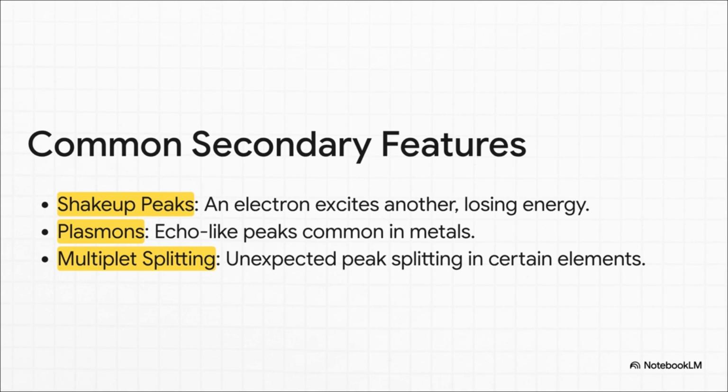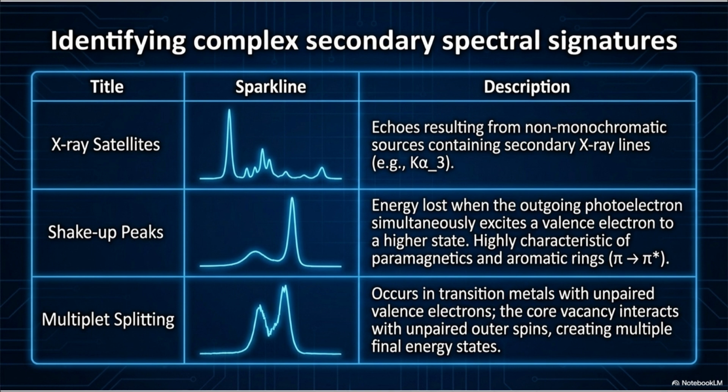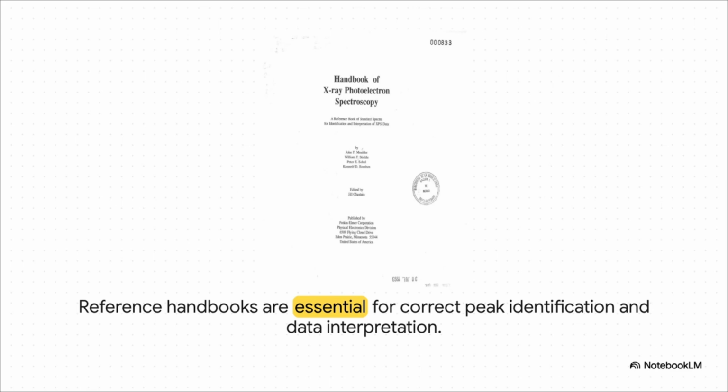And finally, multiplet splitting, which can take a nice, clean, simple peak and just split it into a confusing mess. Look, you don't have to be a quantum physicist to understand all the details here, but you absolutely 100% need to know that these things exist so they don't fool you. So how do you spot these imposters? Simple. You don't guess. You use the expert's toolkit.